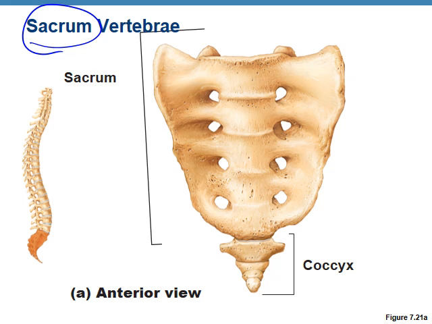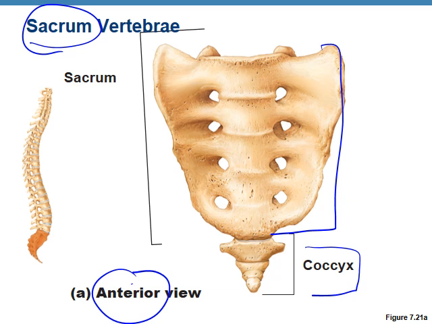And lastly, we can see the sacrum. Here's the sacrum, here's the coccyx, and this is an anterior view. And you can see that they were separate bones that have fused together.